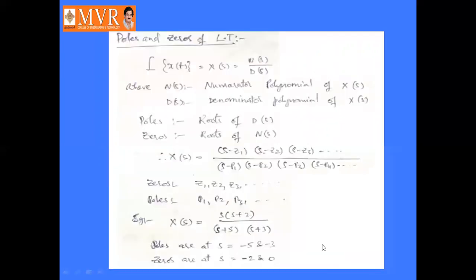Next, poles and zeros of the Laplace transform. Here poles and zeros are represented. Suppose you take the Laplace transform of x of t, that is X of s equal to N of s by D of s, where N of s is the numerator polynomial of X of s and D of s is the denominator polynomial of X of s. So poles are nothing but roots of the denominator polynomial, and zeros are nothing but roots of the numerator polynomial.